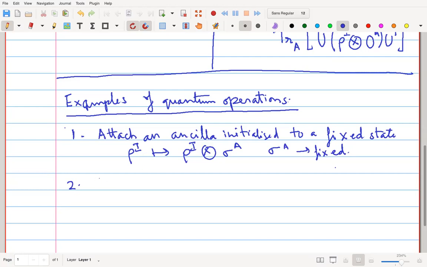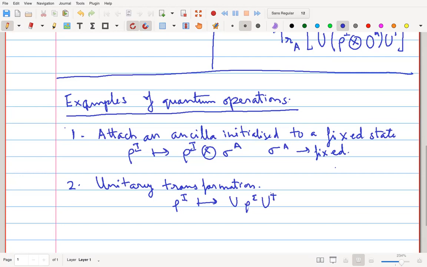Then another example will be unitary transformations. That will map rho I to U rho I U dagger, where U is a unitary matrix on I.